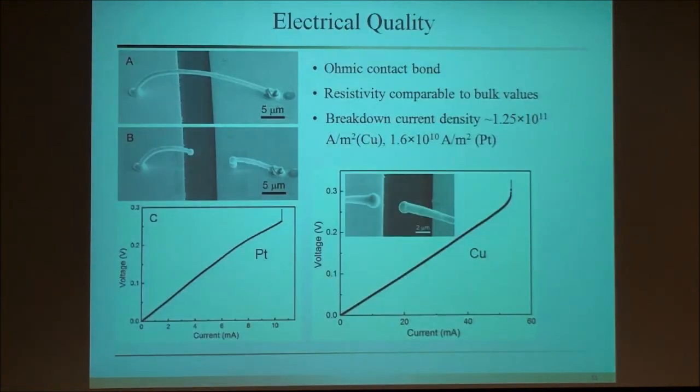Electrical quality: since we produce pure metal and it has extremely smooth surface finishes, we find that our electrical quality is almost comparable to the bulk value of those metals, except that some side effects will come up anyway. But it follows the same rule, and we can get a breakdown current density up to about 10 to the 11th for copper and 10 to the 10th for platinum.